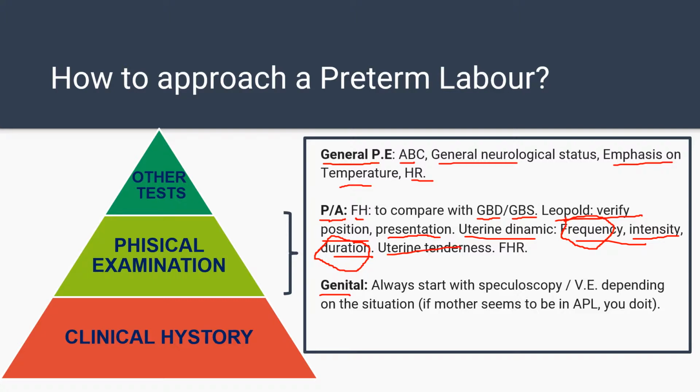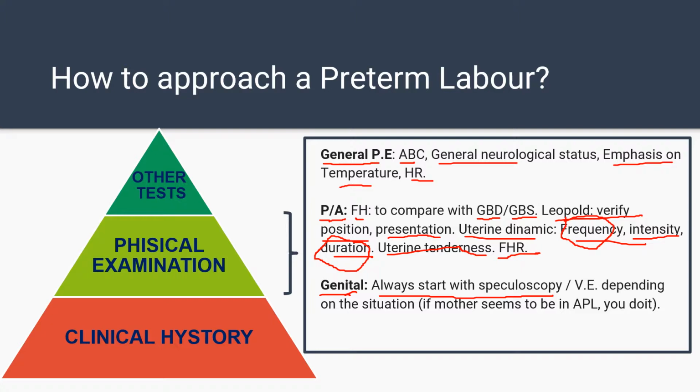With that, you also check between contractions if there is uterine tenderness, and check the fetal heart rate to ensure that the baby is alive, because one cause of preterm labor is fetal demise. And for last, the genital evaluation. Always you have to start with a speculoscopy, because the VE increases the risk of infection.